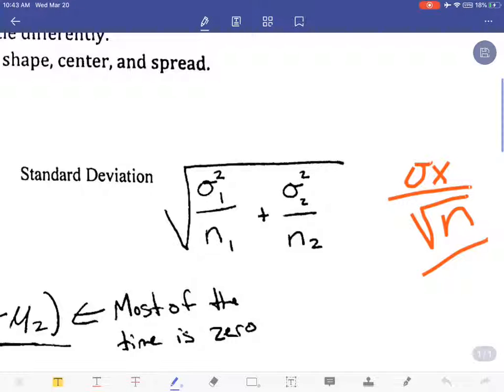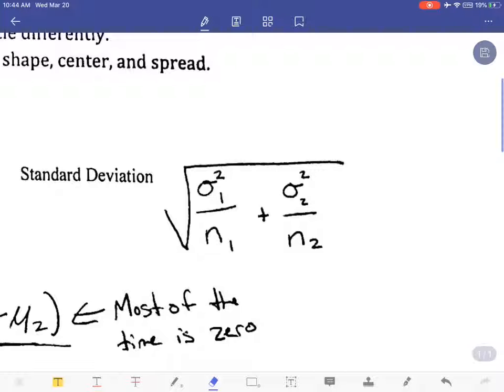So basically what it is, you're going to take your standard deviation squared divided by the sample size. And that's all from first sample number 1. And then we do the same thing for sample number 2, we add them together, and then we take the square root of both of those. So that's how we're going to go about and use this standard deviation formula.